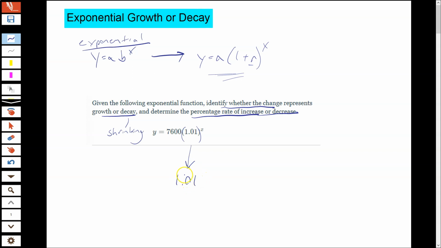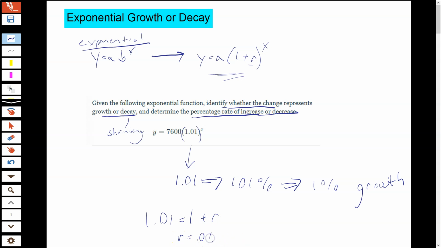There's a couple different ways to think about this. You guys are probably smart enough to think of this being 101%, because I moved the decimal point over twice, right? And then 101%, well, that's just 1% growth. It's 1% more than 100, right? Or I can think of it algebraically. I can say 1.01 is equal to my 1 plus r, and then r would be 0.01, which is still 1% growth. Okay?